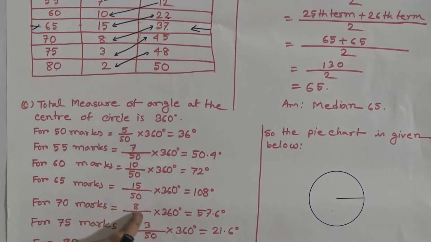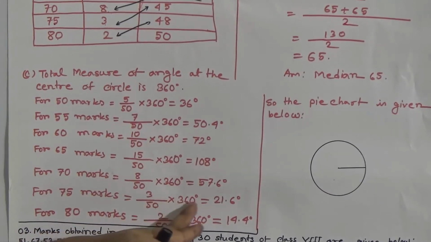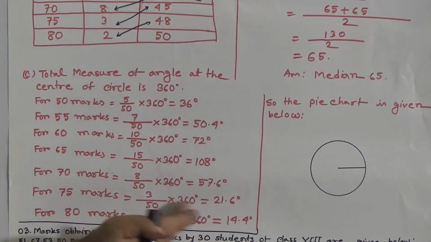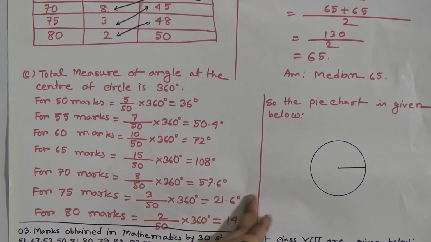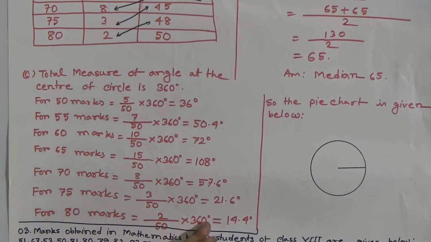8, for this 8, I divide this 8 by 50 because 50 is the total number of students and 8 is the number of students who have obtained 70 marks in the exam. That means 8 divided by 50 multiplied with 360. After calculation we get 57.6 degree. Next, for these 3 students, 3 divided by 50 multiplied by 360. We do the calculation here, and after that we get 21.6 degree. For the last, 2 divided by 50 multiply 360, and we get 14.4 degree. I hope you have understood. Now my dear students, we draw the pie chart.